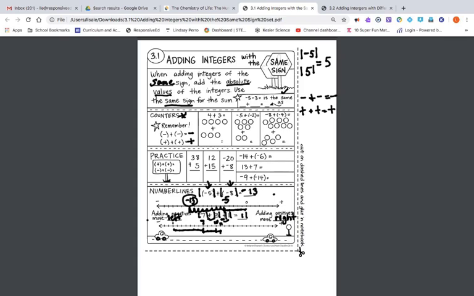Okay, here I have 4 plus 3. These are all positive. 1, 2, 3, 4, and I have 1, 2, 3, 4. So all together I have 7.